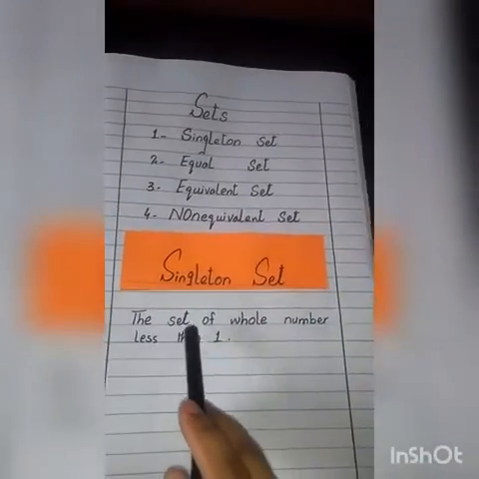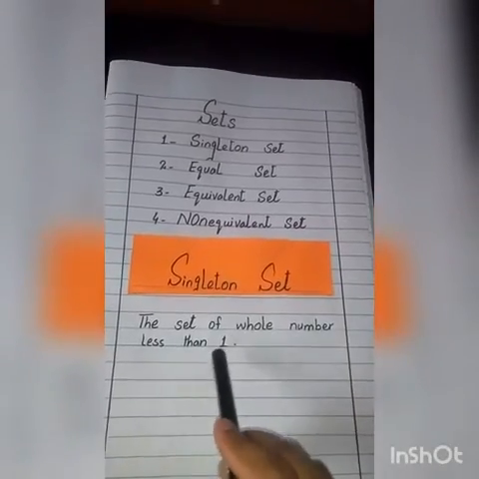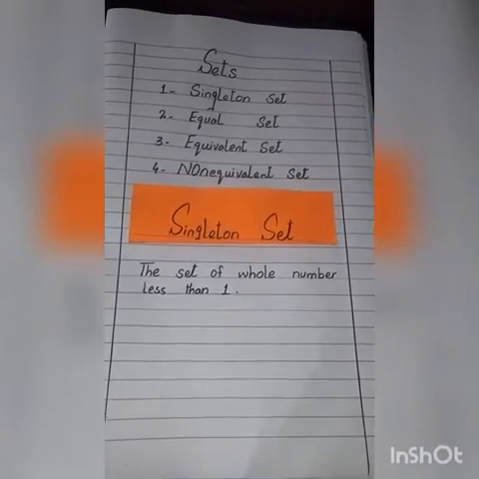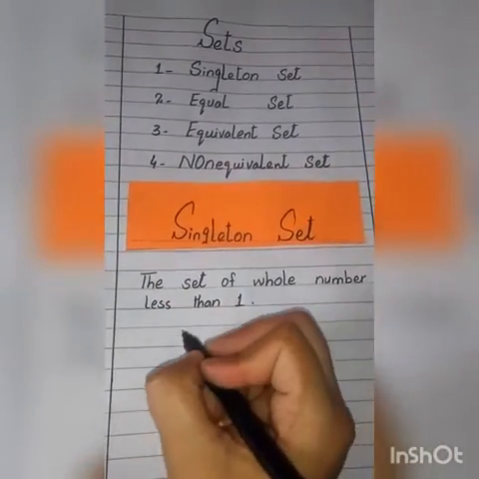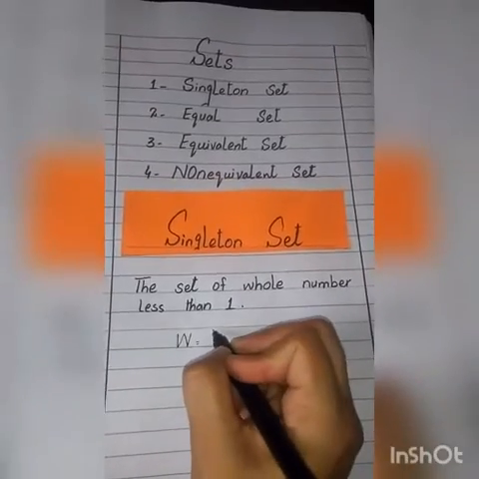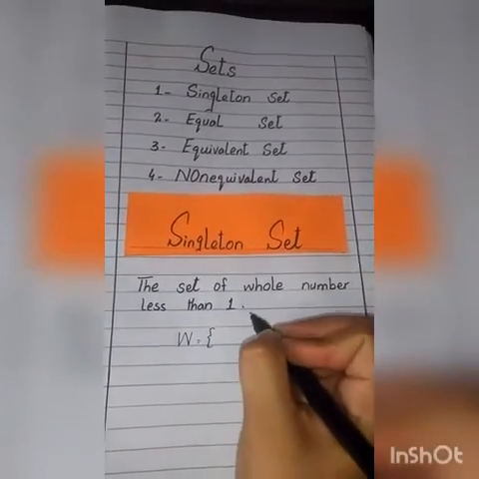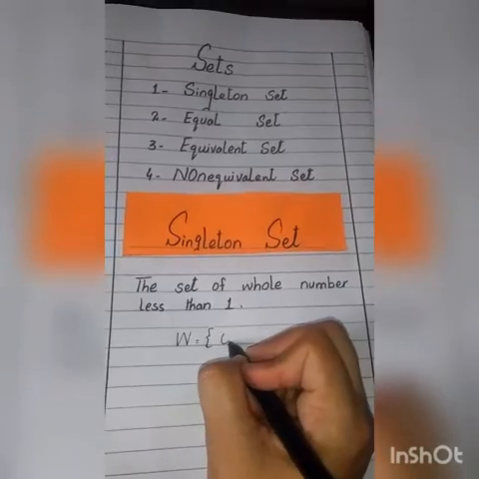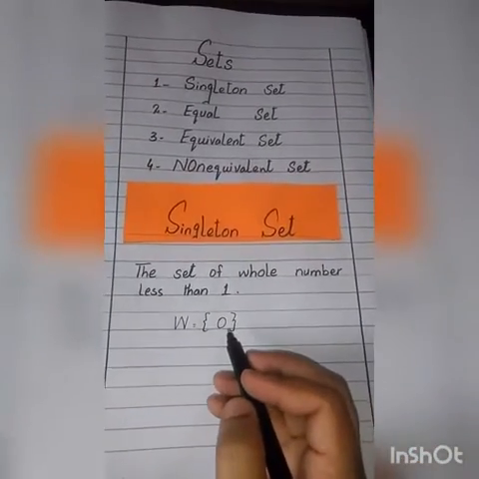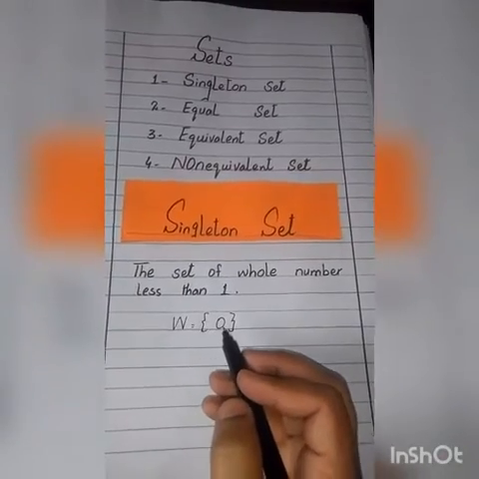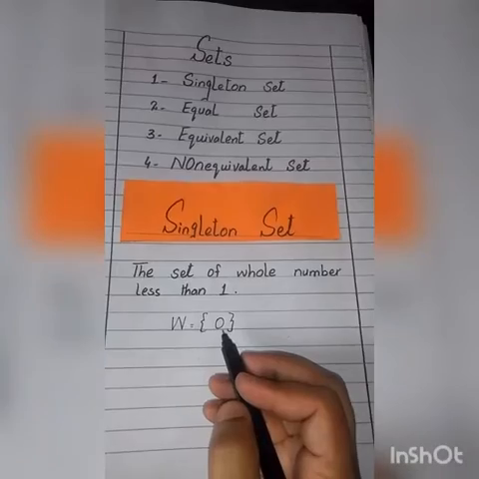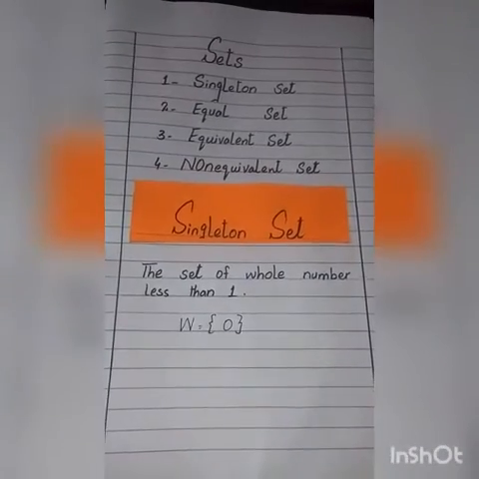For example, the set of whole numbers less than 1. We know that whole numbers start with 0. So we write W equal to {whole numbers less than 1}, so we write {0}. So students, this is a singleton set in which set W consists of only one element which is 0. So this is a singleton set.